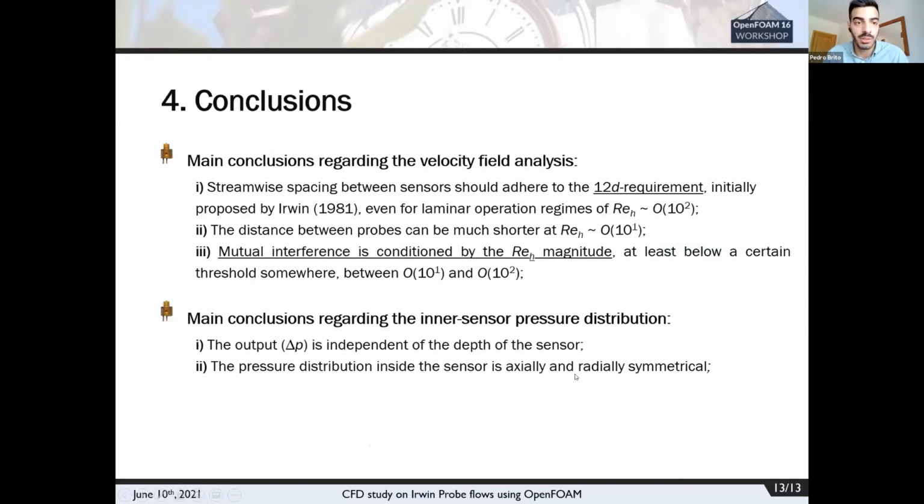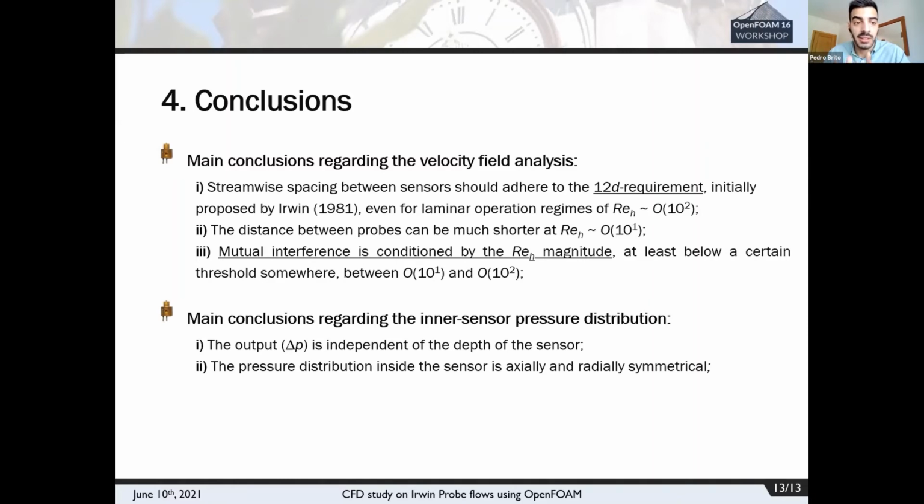So I'm almost ending my presentation. These are the conclusions. I would say that the main conclusion is that mutual interference is not only conditioned by the distance between the sensors, but it can also be conditioned by the Reynolds number magnitude, that is the flow conditions around the sensor, and that there must be a threshold somewhere within these two orders of magnitude, where the typical patterns of low aspect ratio wall-mounted obstacles arise in the wake of Irwin sensors.